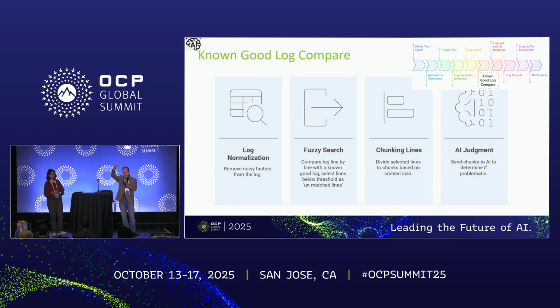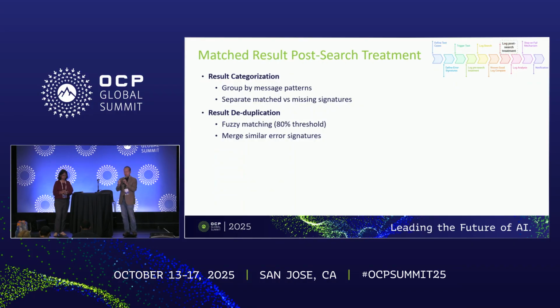Based on the results, which can be very long, we have our locally hosted LLM server, and some of you may know this model has an upper limit on the context window. So we have to do some chunking so that each chunk fits in the context window. Then we send this to the LLM for analysis and let the AI judge whether the suspected lines are good or not.